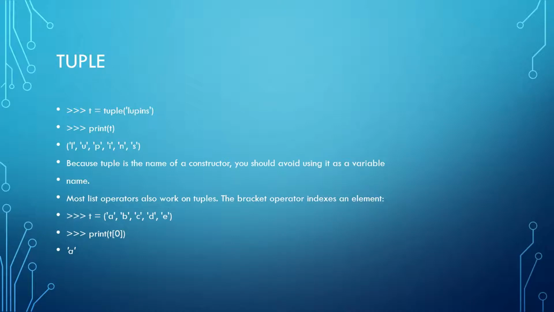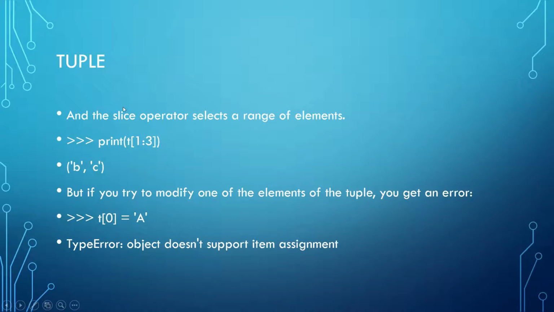Most list operators also work on tuples. The bracket operator indexes an element. Right here, t is ('a', 'b', 'c', 'd', 'e'), and print(t[0]) prints 'a'. It prints 'a' because this is the 0th element, first element, second element, third element, and fourth element, like the list. And the slice operator selects a range of elements. print(t[1:3]) gives 'b' and 'c'. But if you try to modify one of the elements of the tuple, you get an error.